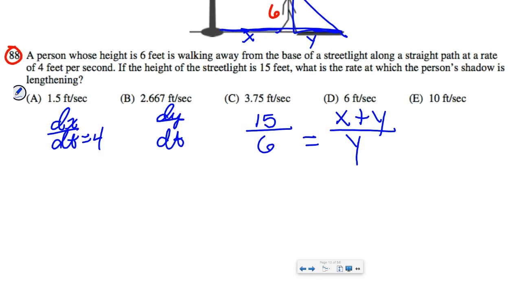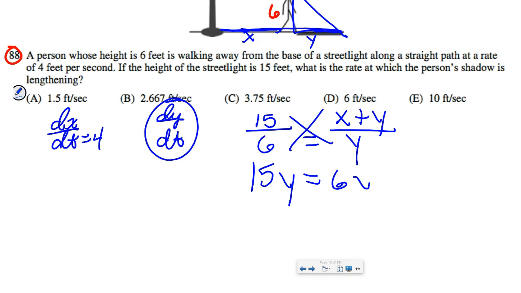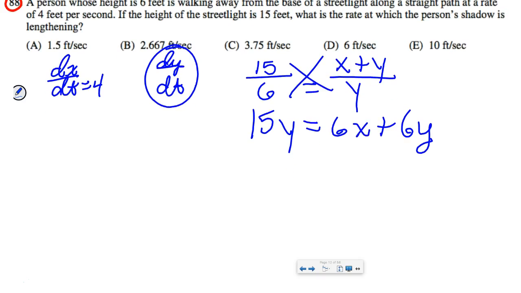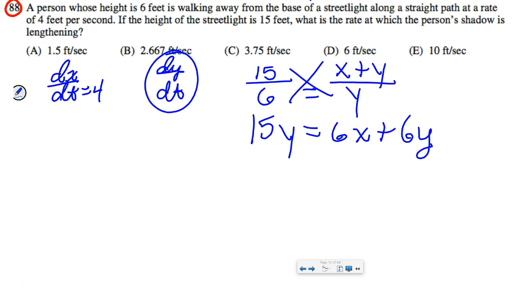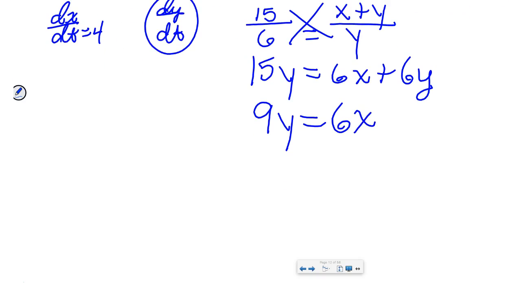Now keep in mind, I'm in search of dy/dt, so it'd be to my benefit to get a function of y. So 15y, using cross multiplying, will be 6x plus 6y. Honestly, I could have reduced that 15 over 6, but since I didn't choose to simplify early, I'm going to have to do it later. I'm fine with that. I'm going to subtract 6y from both sides. And again, I'm choosing to solve for y because I'm looking for dy/dt.